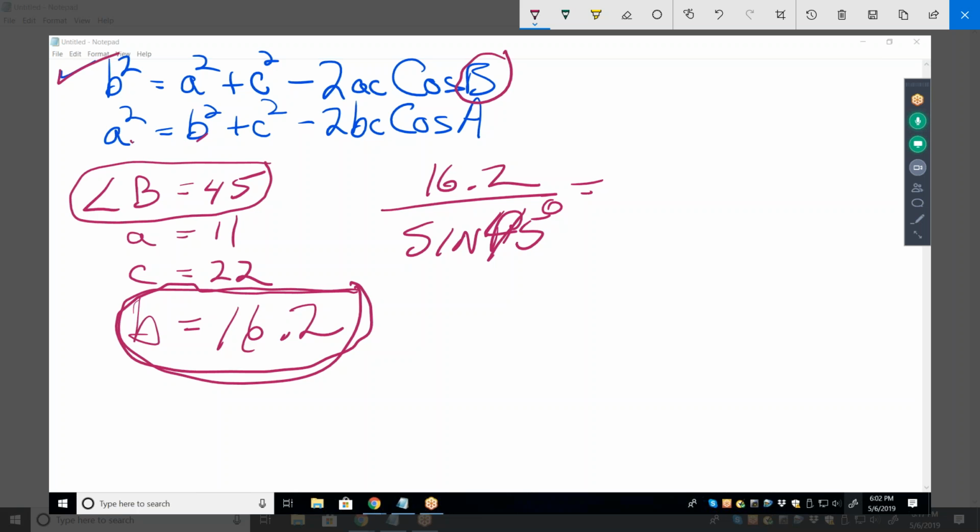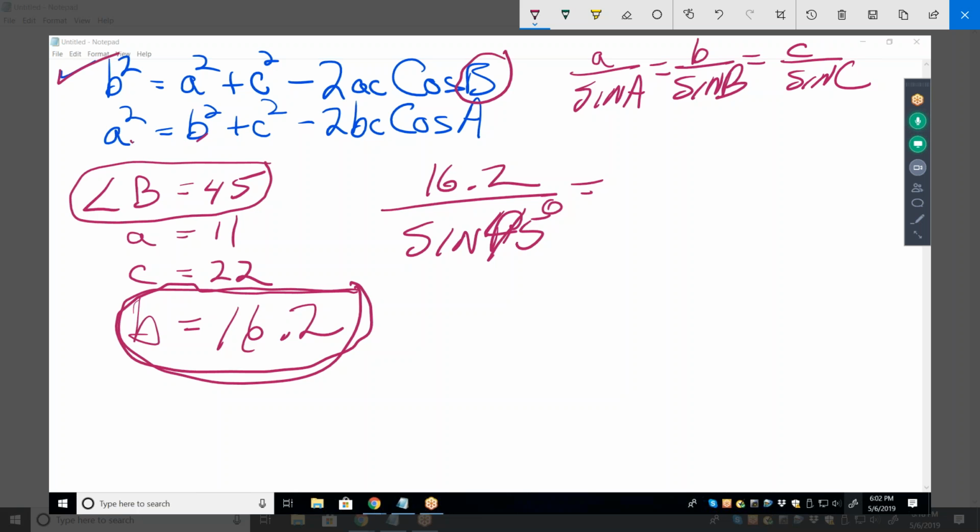22.9. No. I'm sorry, I didn't mean for you to come up with a number. Using the law of sines, here's what the law of sines says. Whenever you have a triangle where you know an angle and an opposite side, you can use this to figure out the rest of the triangle.